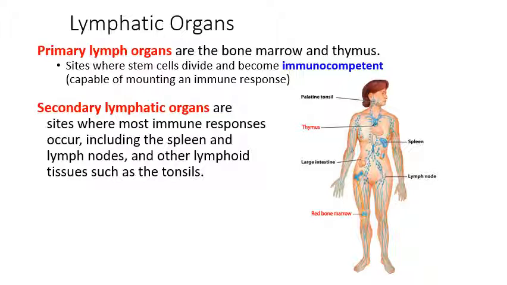And then the thymus gland is considered a primary lymph organ too, because that is where your T cells mature. So the thymus is an endocrine gland, but also an immune gland, because that's where your T cells are going to be maturing and preparing to mount immune responses. Secondary lymphatic organs are where a lot of these immune responses are going to happen after the fact. So after we create the B cells and T cells, they're going to do their work in some of these secondary lymphatic organs, like the lymph nodes, the tonsils, and the spleen.